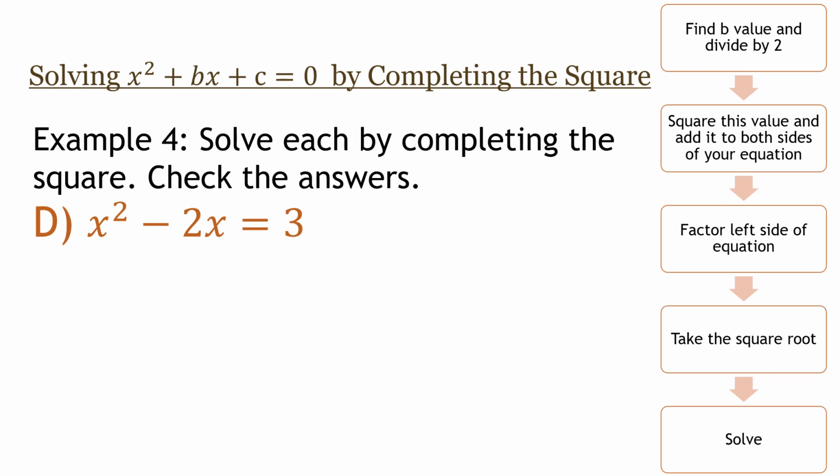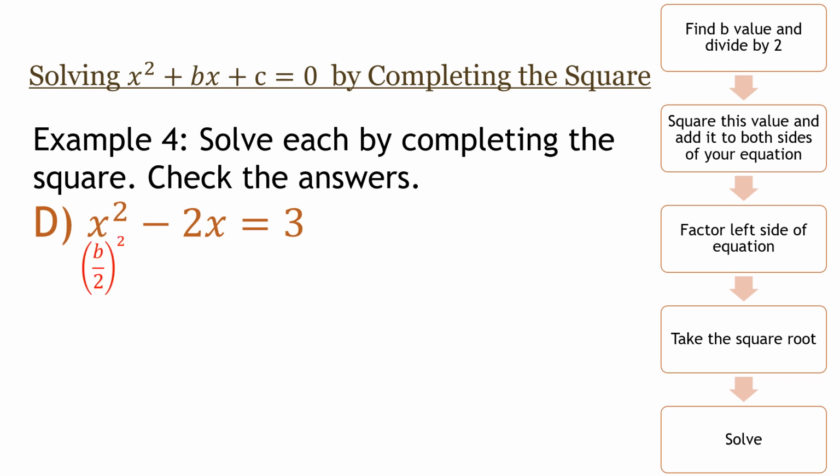To the far right, we see a flowchart. Flowcharts are just steps to find and solve for x. So first, I want to find my b value and divide it by 2. Again, my b value will be the coefficient in front of the x, in which case it's negative 2.